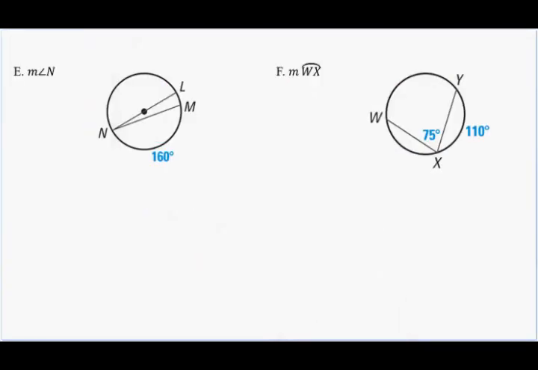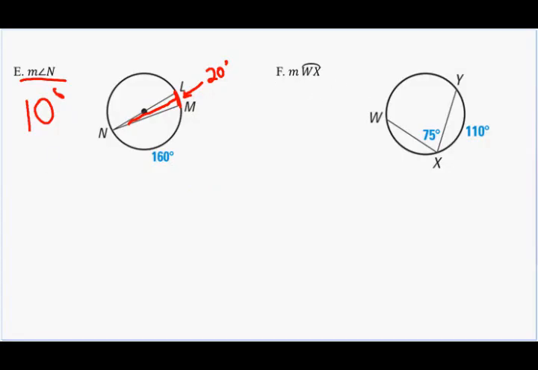All right. Ooh, this one looks fun. LN is the diameter, and this takes up 160 degrees. There's 180 degrees in half a circle. So this little chunk LM is 20 degrees. If we're going to take the arc back to the angle N, it's going to be half of 20. Angle N is 10 degrees.